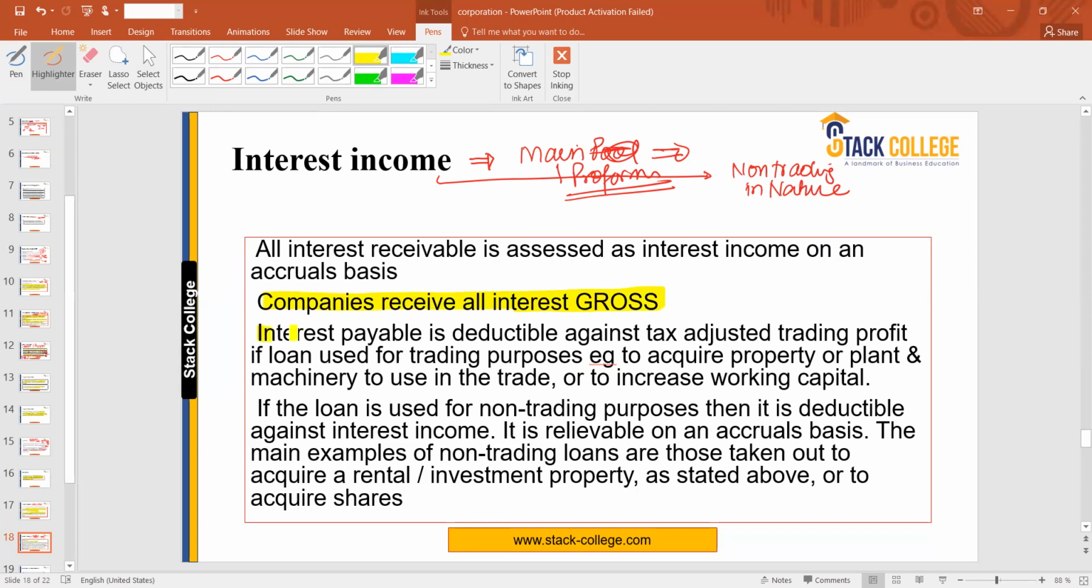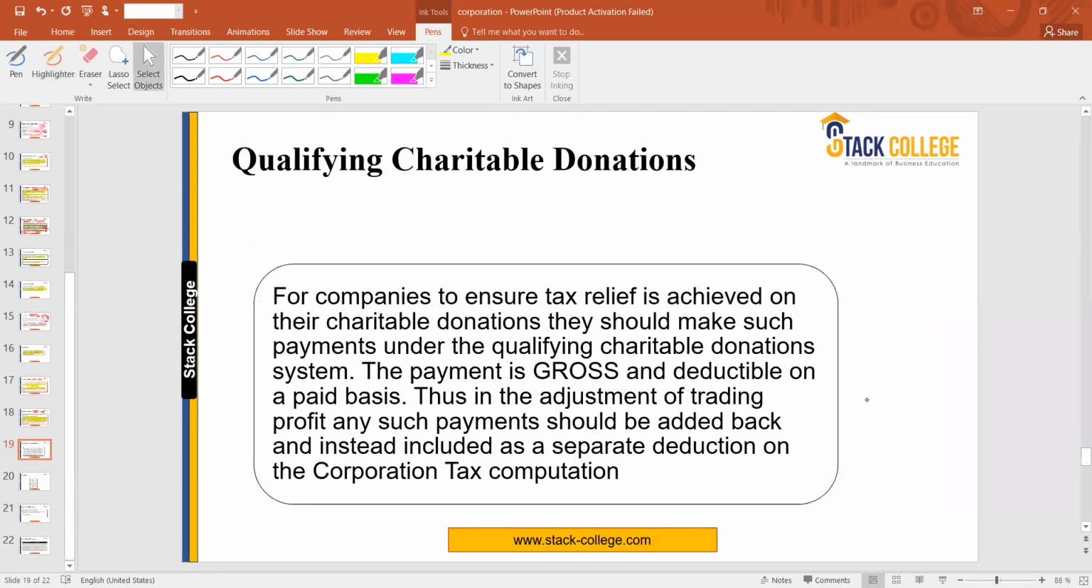and interest payable is deducted against tax adjusted trading profit if the loan is used for trading purposes, that is, to acquire property, plant and equipment to be used in the trade or to increase working capital. If the loan is used for non-trading purposes, then it is deductible against interest income in the main pro forma, and interest, whether it is an income or expense, will always be relieved on an accrual basis.